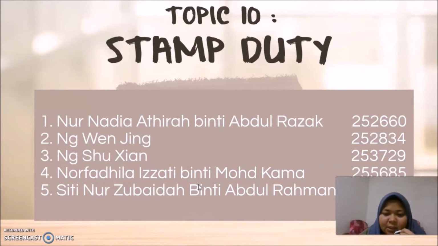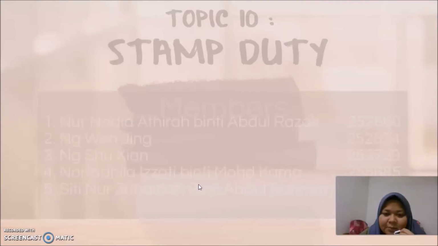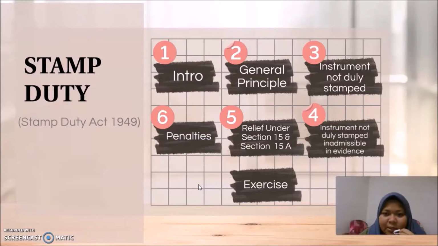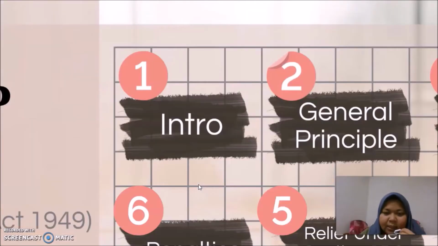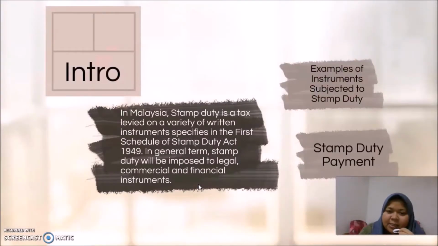Okay, today I will present about the intro and general principle of stamp duty. Okay, firstly, intro. In Malaysia, stamp duty is a tax levied on a variety of written instruments specified in the first schedule of the Stamp Duty Act 1949. In general terms, stamp duty will be imposed on legal, commercial and financial instruments.